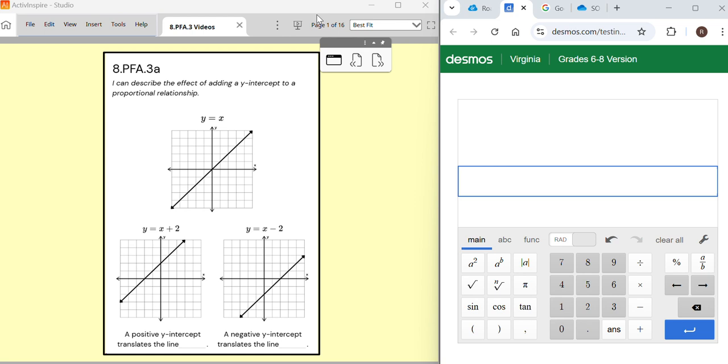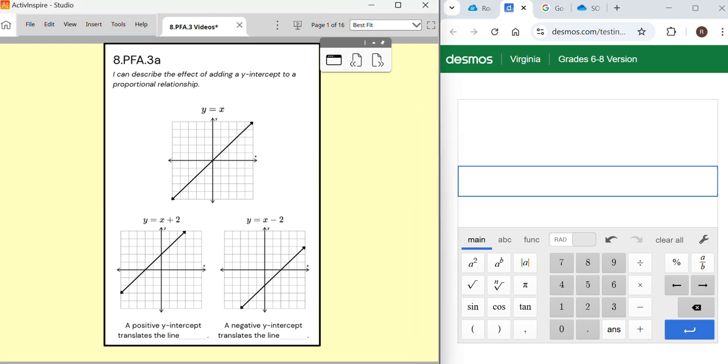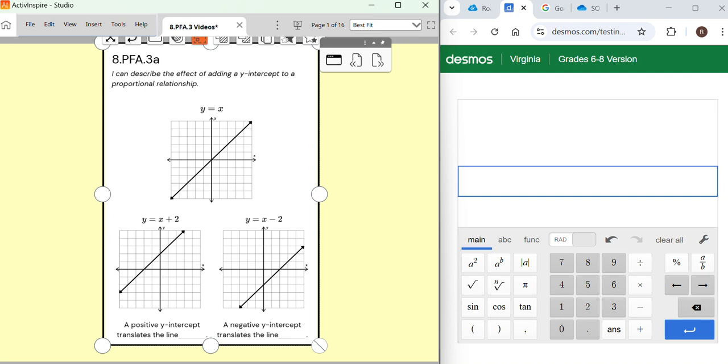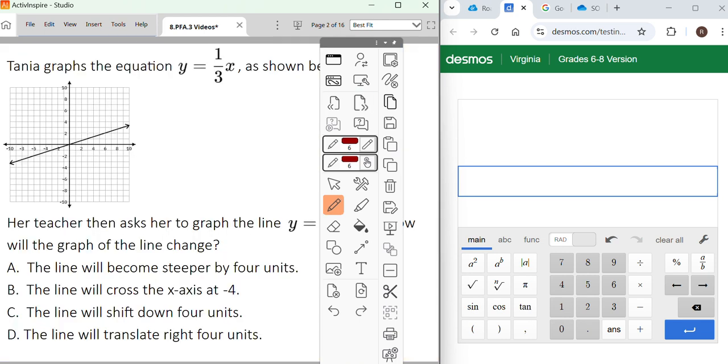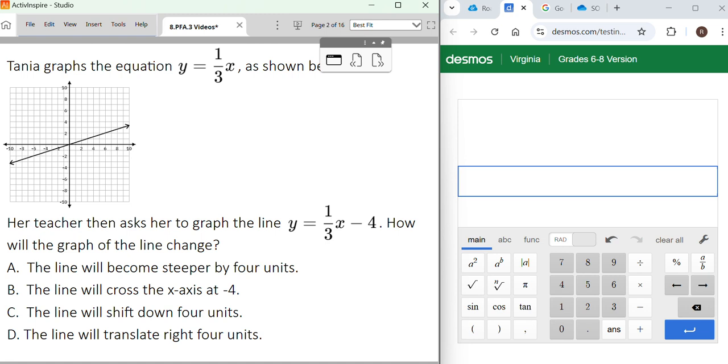So that's all you need to remember, that if you add a positive y-intercept, it translates the line up. It just goes straight up, however many spaces that had. And if you add a y-intercept that's negative, that's going to translate it down, however many that number is. It sounds a lot more complicated than it really is. So let's look at this.